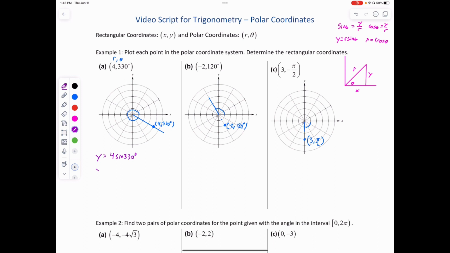Or in other words, y is equal to 4 times the sine, which here is going to be -1/2, and 4 times -1/2 is just -2. Meanwhile, the x is going to be 4 times the cosine of 330 degrees, which we know to be 4 times, the cosine here will be positive radical 3 over 2, and I get 2 radical 3. And therefore, the ordered pair here, x comma y in rectangular coordinates, is (2√3, -2), because I got a negative here.